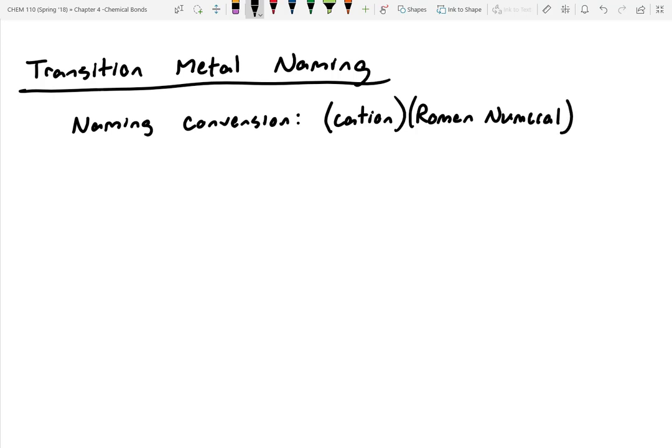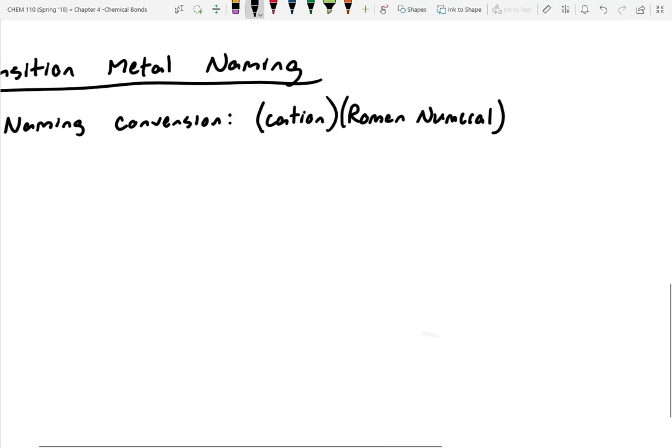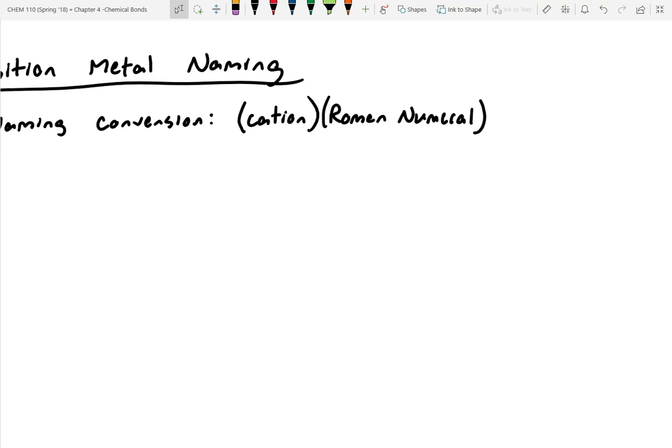How many of you remember Roman numerals? I know it's not super well taught anymore. It's kind of an old school naming convention, but we'll do the easiest ones. And then after that, you have a space. And then just like before, you put your anion with an -ide suffix.